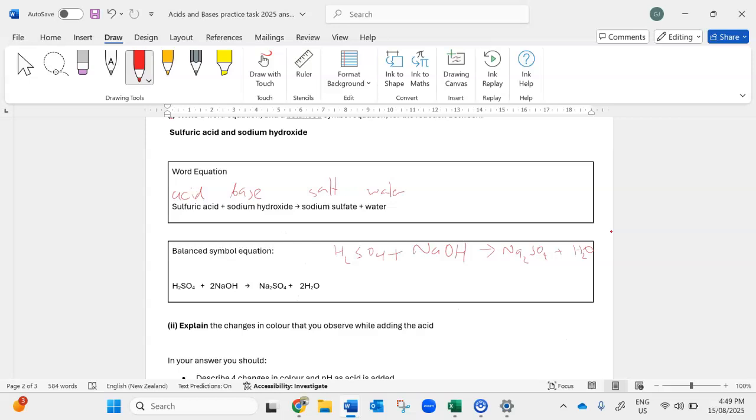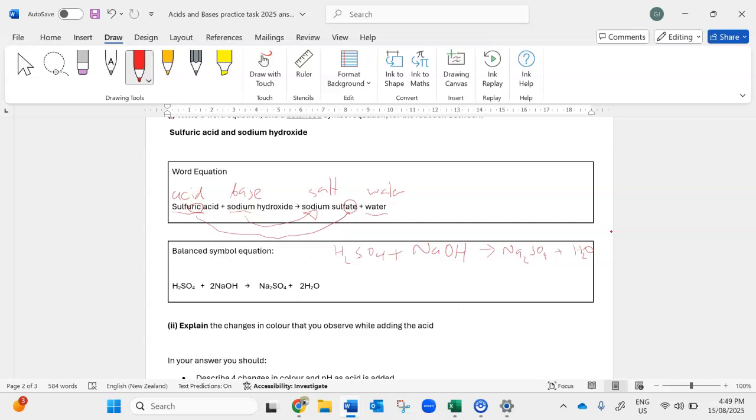How do we figure out that the salt is sodium sulfate? Well, the metal, sodium, becomes the first part of the salt, and the sulfuric acid becomes the second part, but it changes its ending a little bit to sulfate. And the water is what's left. Okay, so now we've done the word equation, now the symbol equation.